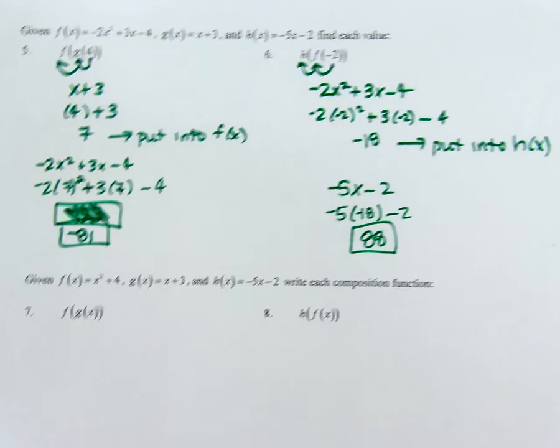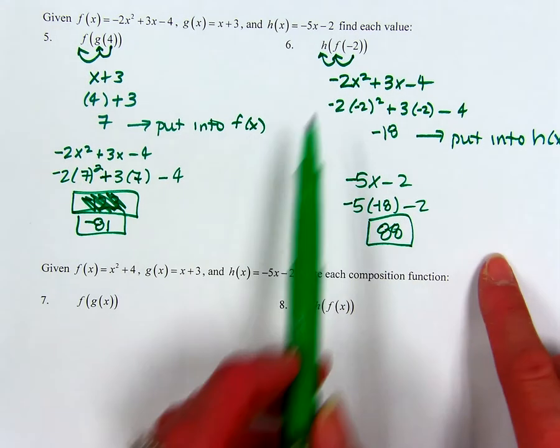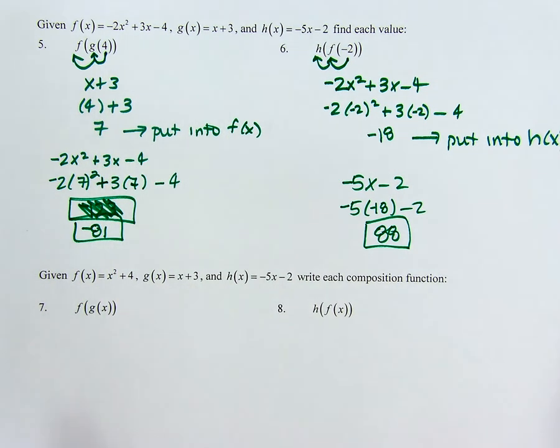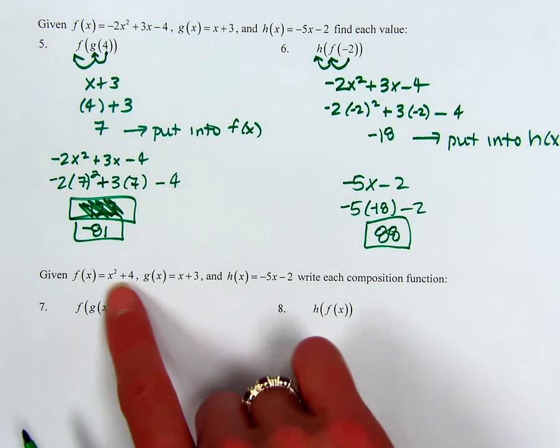Alright, and pay attention to which equation you're using. Right? This one we only used h and f. This one used f and g. And you're obviously plugging in different numbers each time. Okay, so same equations as before.